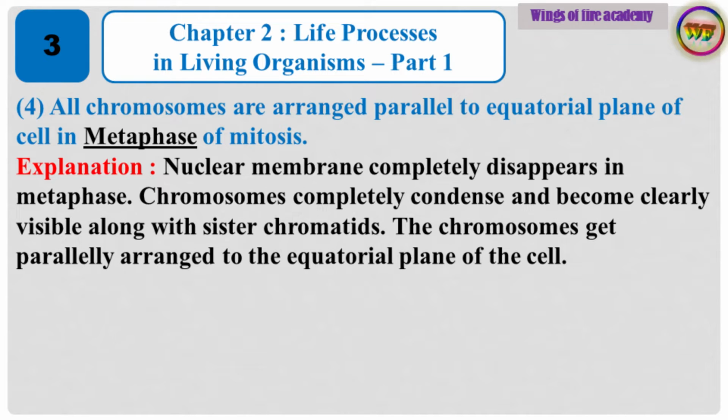Sub-question 4. All chromosomes are arranged parallel to the equatorial plane of the cell in the metaphase phase of mitosis. Explanation. The nuclear membrane completely disappears in metaphase. Chromosomes completely condense and become clearly visible along with sister chromatids. The chromosomes get arranged parallel to the equatorial plane of the cell.